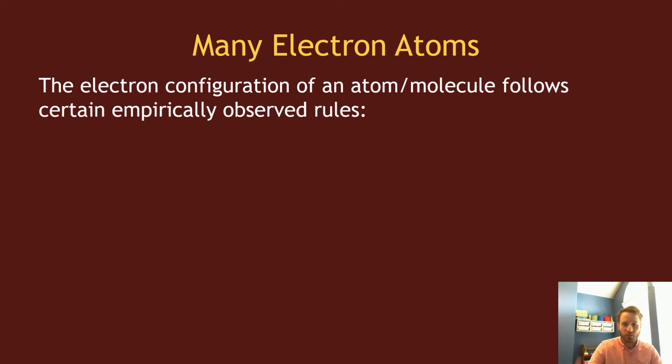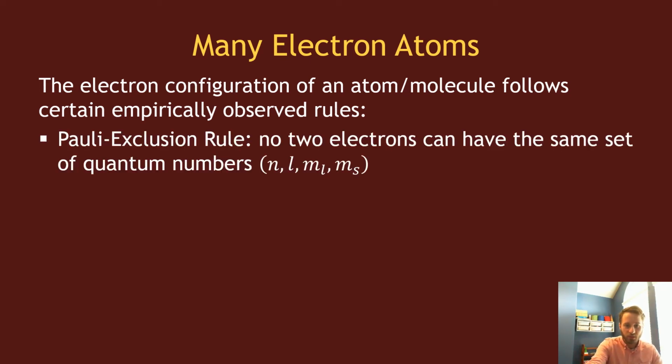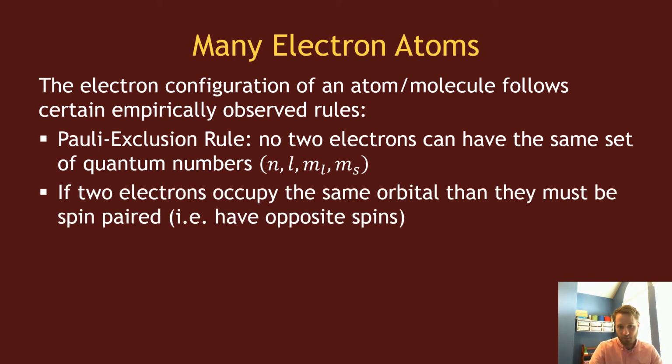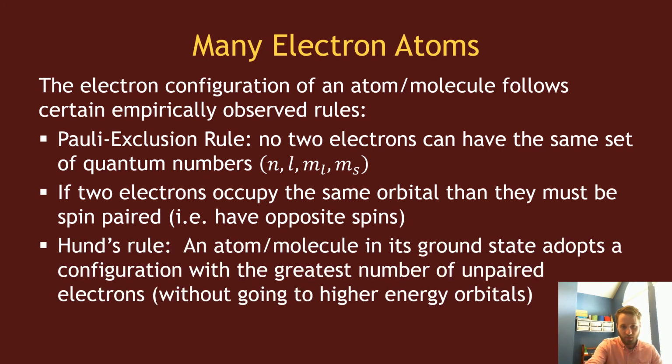And so electron configurations will follow certain rules. First is the Pauli exclusion principle: you can't have two electrons with the same quantum numbers, meaning you can't have more than two electrons in a given orbital. And so if two electrons occupy the same orbital, they have to have opposite spins. That's related to the Pauli exclusion principle.